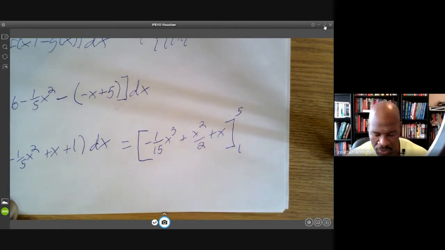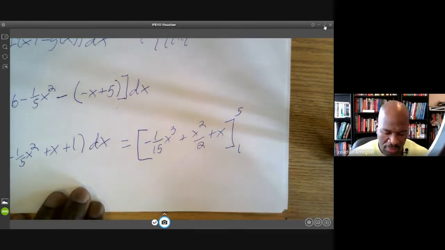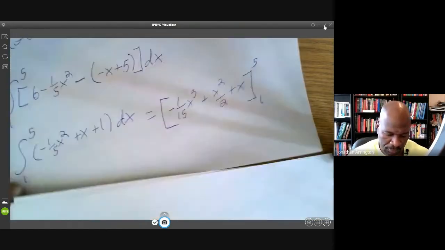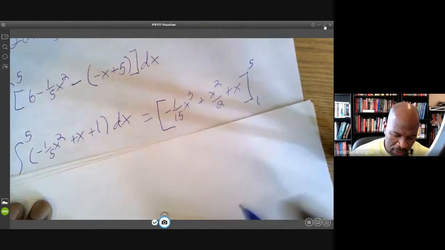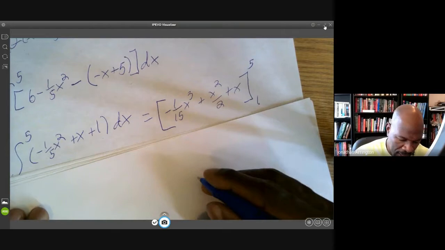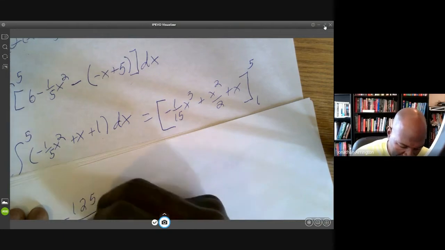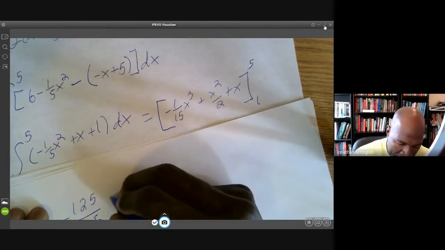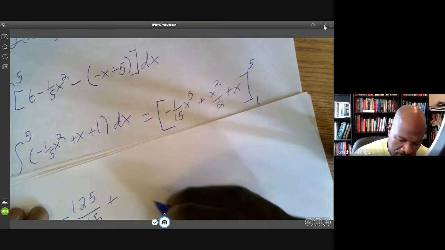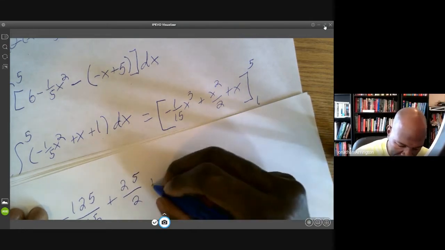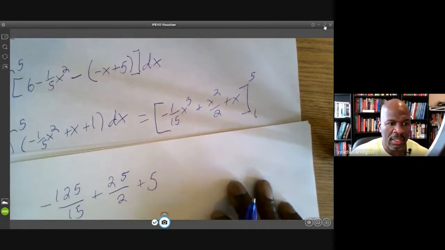So now, based on the first fundamental theorem of calculus, we'll plug in 5 for x and plug in 1 for x and subtract those 2 quantities. Let's go ahead and do this on a new sheet. So let me first plug in 5 for x. So 5 cubed is 125. So that's negative 125 over 15. I'll simplify later. Plus x squared over 2, so plus 25 over 2. And then plus 5. So that's what I get for plugging in 5.